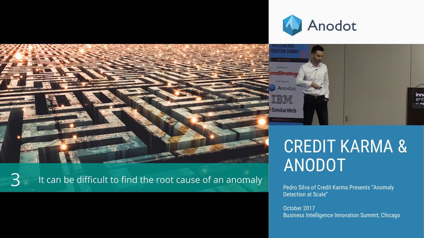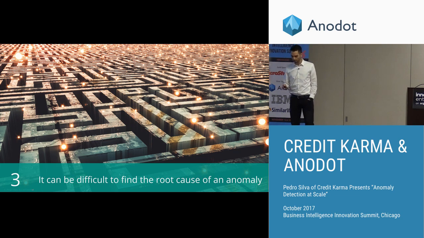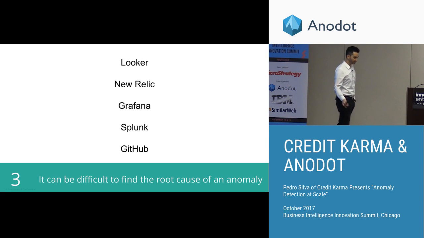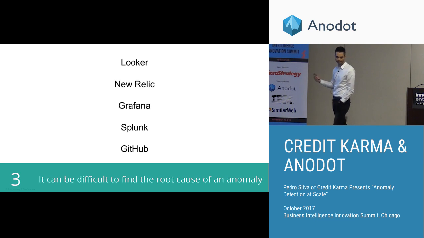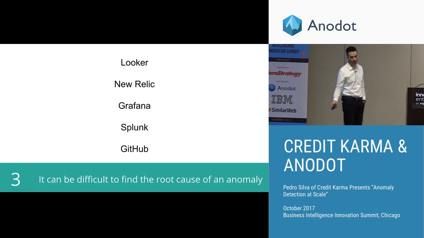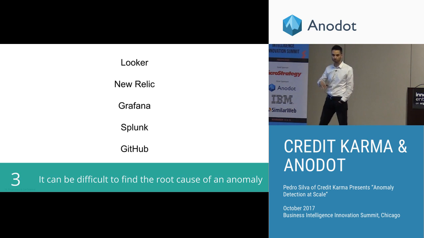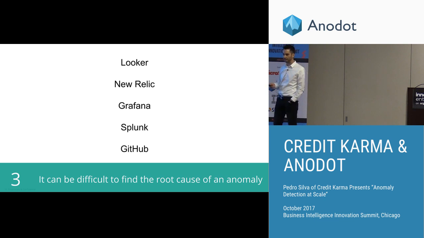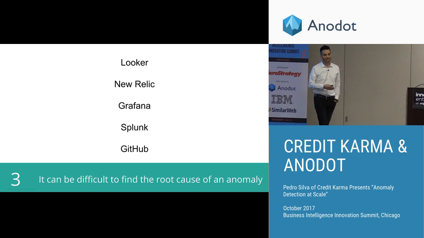Third, connected with that, after we identify the anomaly, you need to spend resources identifying why the anomaly might be happening. The process typically at the company goes something like: analysts go to Looker or Tableau or whatever tools they're using. They file a ticket with engineering. It goes to the engineering side. They go through New Relic, Grafana, Splunk, GitHub to figure out what deployments were done at a specific point in time and correlate them with the business anomaly that was happening. But it can be really difficult to do this, and it's time consuming.